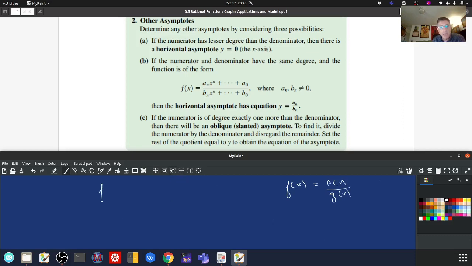So when we considered f(x) is equal to 1 over x, well, p(x) is equal to 1, and q(x) is equal to x. p(x) has degree 0, and q(x) has degree 1.